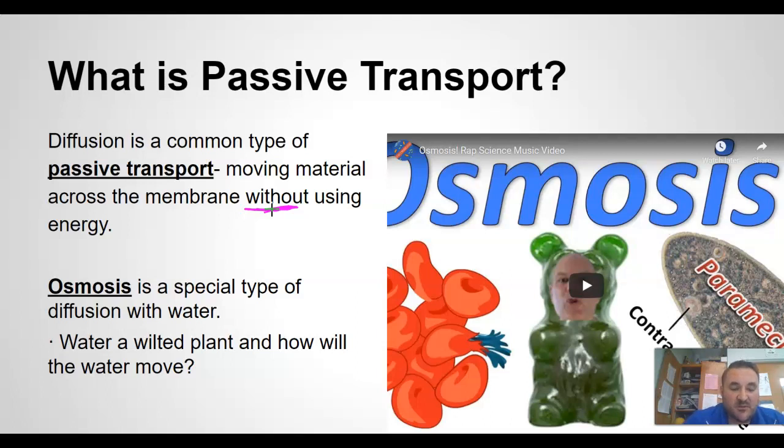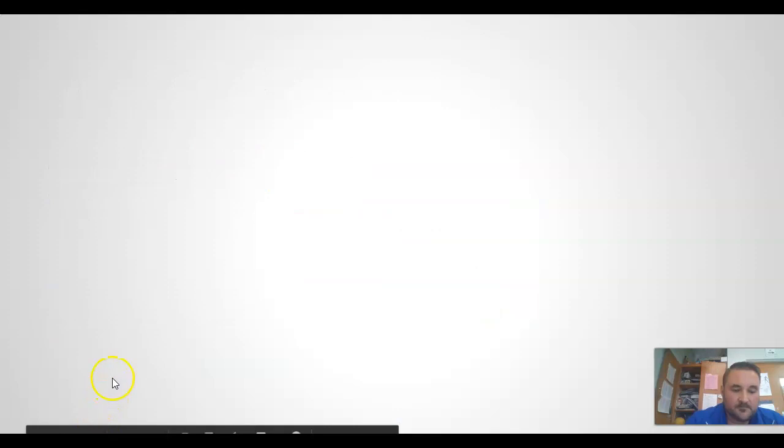Osmosis is a special type of diffusion with water. Water a wilted plant and it will fill back up. So make sure that you guys are watching these little videos. This osmosis one is really cool. Let's talk about osmosis here.